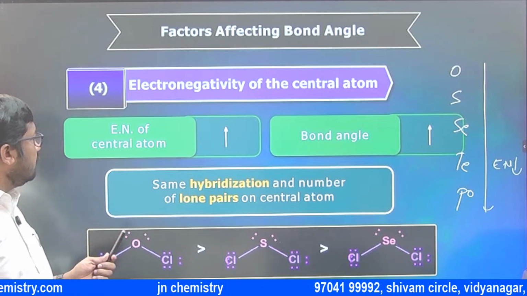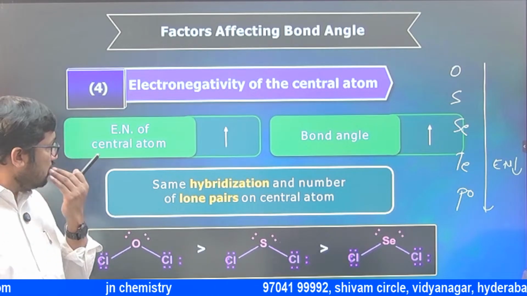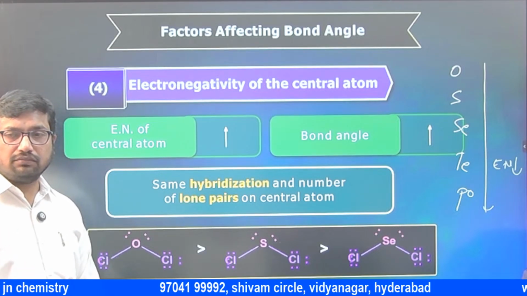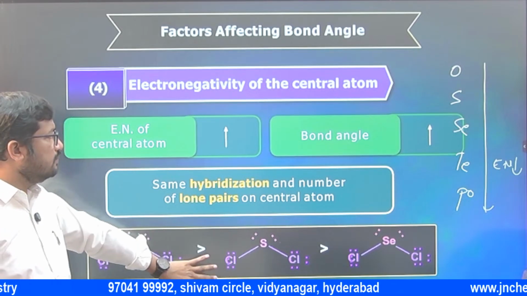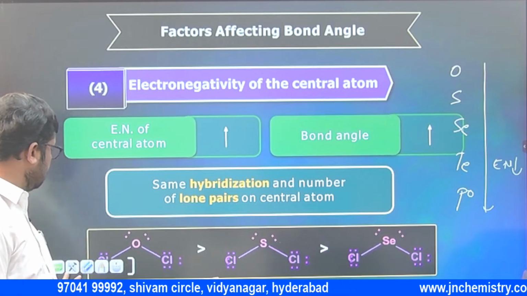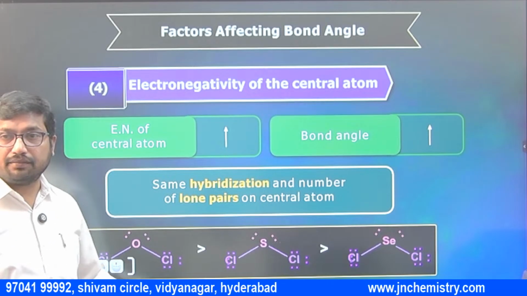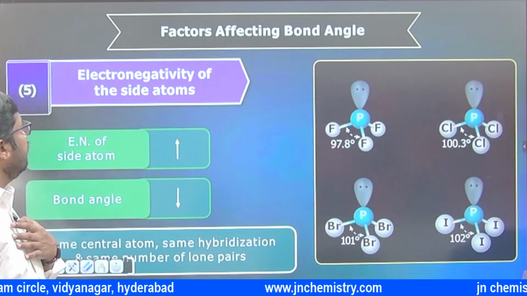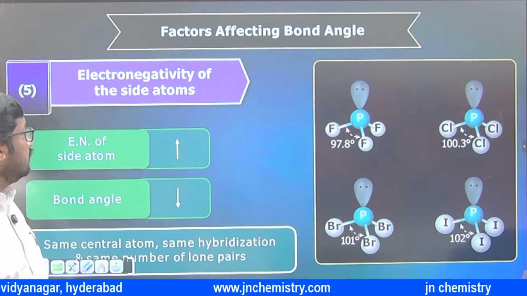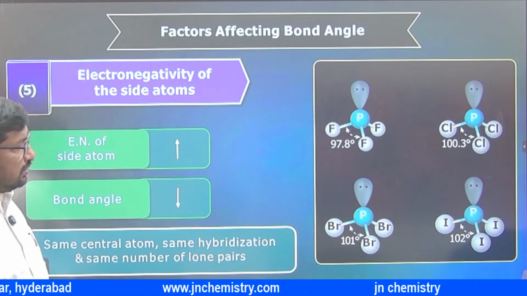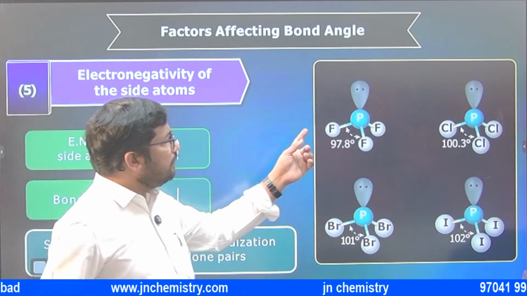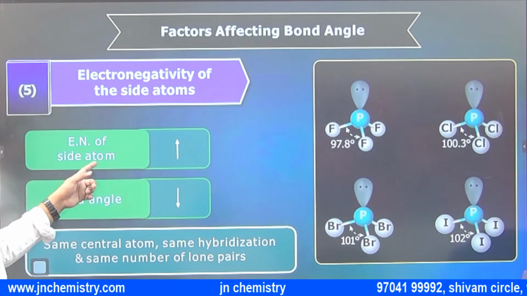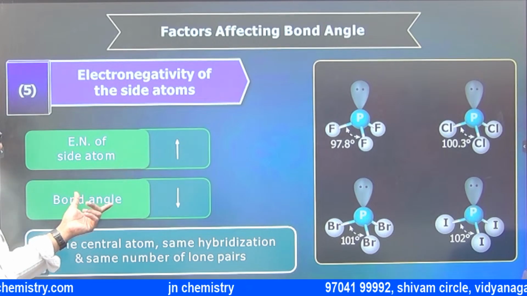So as the electronegativity increases. Completed. Completed. Next, electronegativity of the side atoms. Here the central atom is phosphorus in all the cases, but the electronegativity of the side atom increases, so the bond angle decreases.